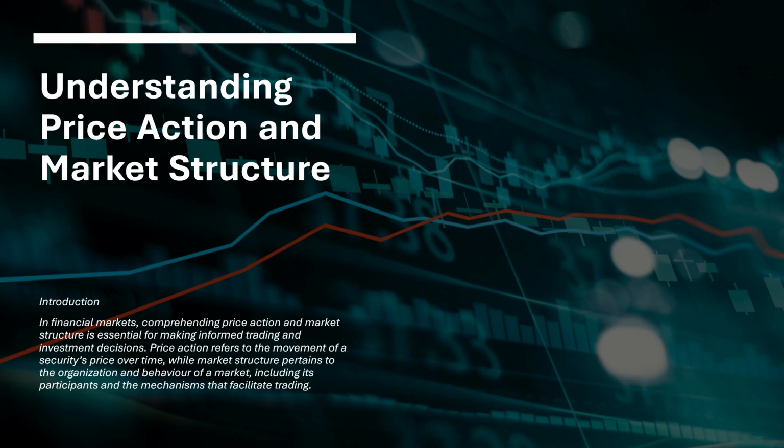Price action refers to the movement of a security's price over time without the need for technical indicators or tools. It's about observing price behavior directly and learning to interpret what the market is trying to tell you. On the other hand, market structure is a broader concept. It deals with how the market is organized, how participants interact, and the mechanisms that drive price formation and execution.